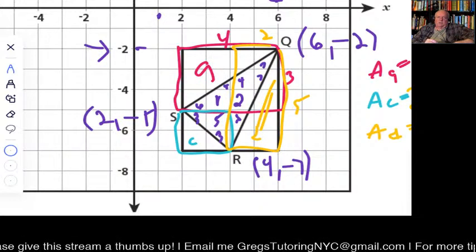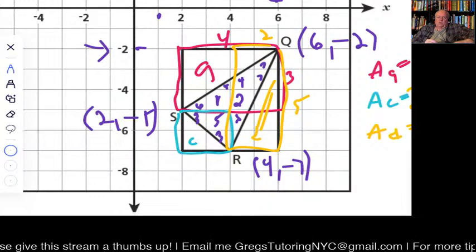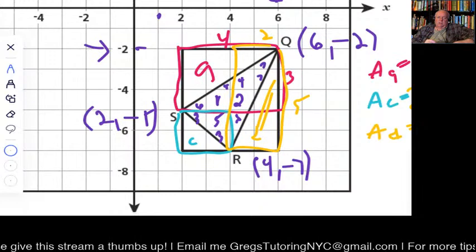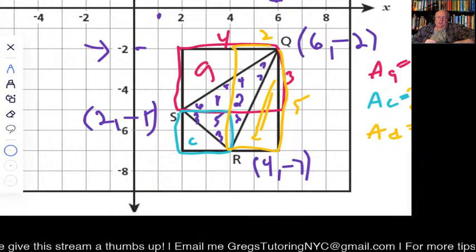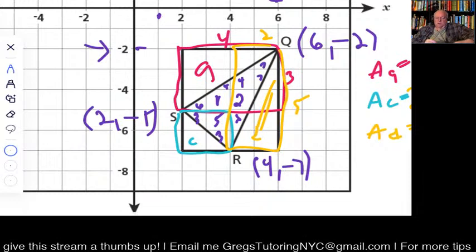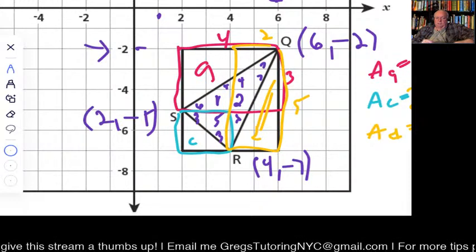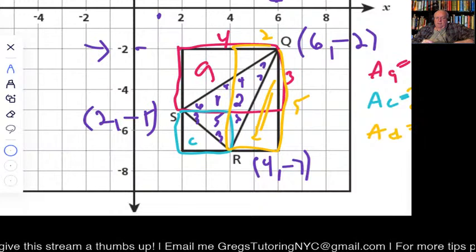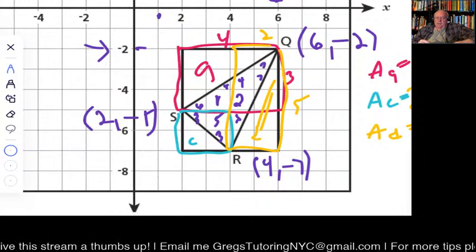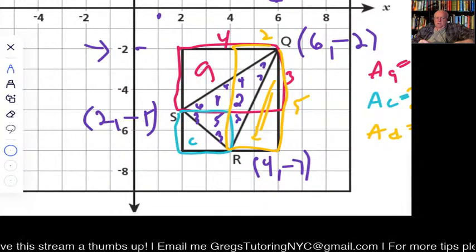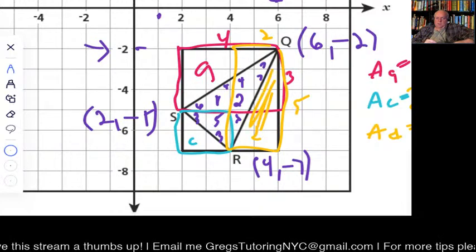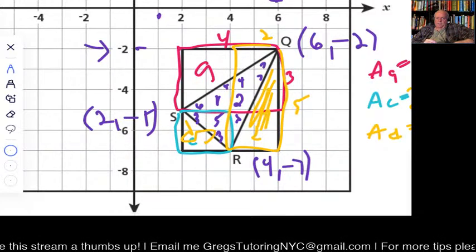Right? A was 1/2 times 4 times 3. So it's 1/2 of 12 is 6. Okay, the blue one, which is C, is 1/2 of 2 by 2, right? So we get 1/2 of 4, and that's 2. And of the yellow one, we have 1/2 of 5 times 2, or 1/2 of 10, which is 5. So if we add up the area of the 3 of those, right? So what we're doing is we got this, we got that, and we got that.